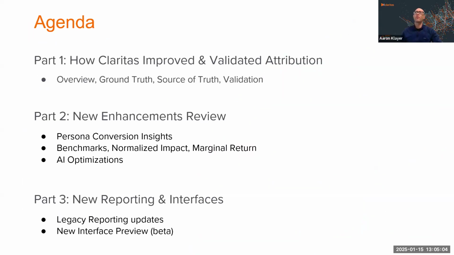We'll go through how we improved and how we validated our data so that you know that the results we are analyzing are true and actionable. We'll go through some of the additional enhancements available to you as far as personas, and how we can learn more about the high propensity audiences who are converting, comparing them to benchmarks, getting that marginal return, and how we can make AI optimizations. And then we'll review some of the legacy reporting interfaces, and we'll show you the new interface and what types of insights you can get.